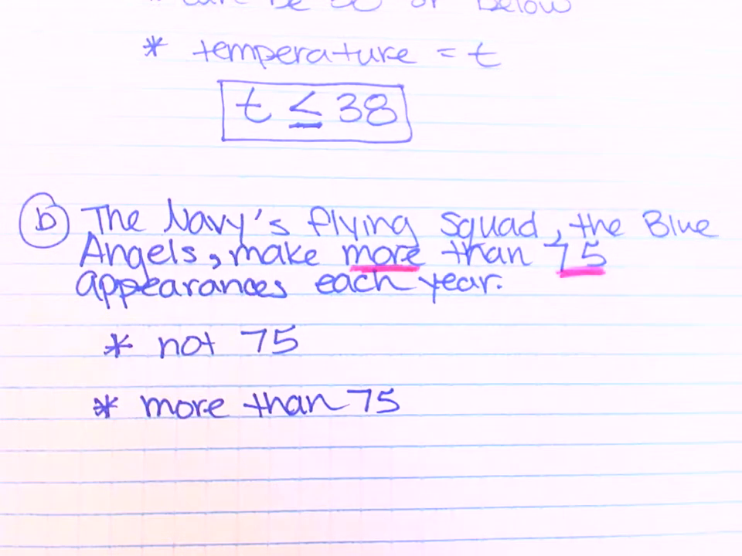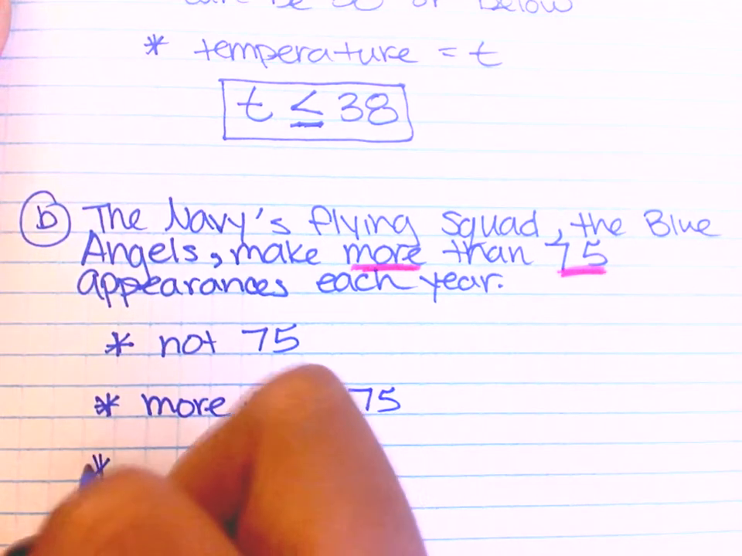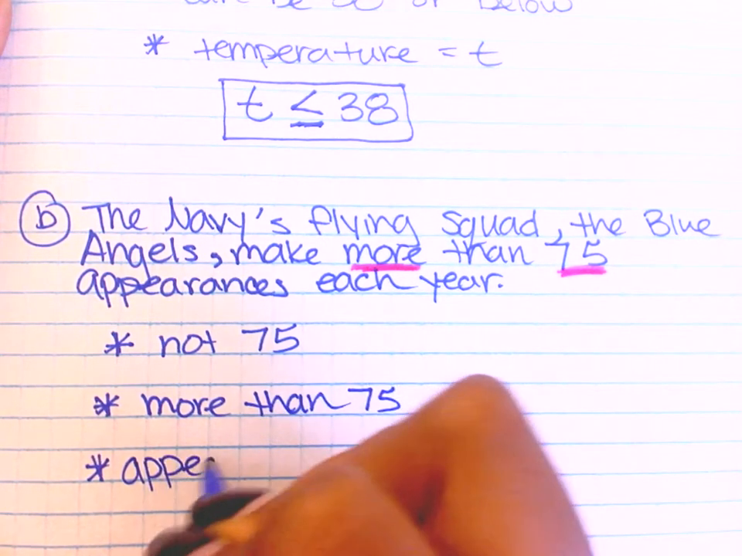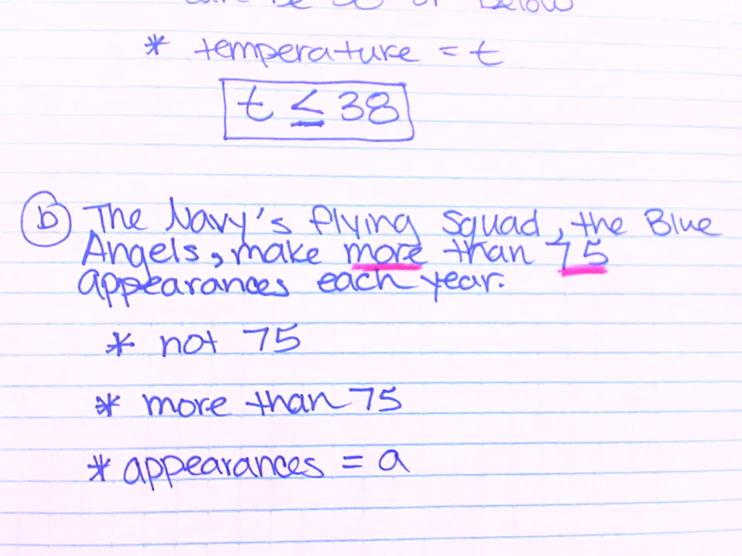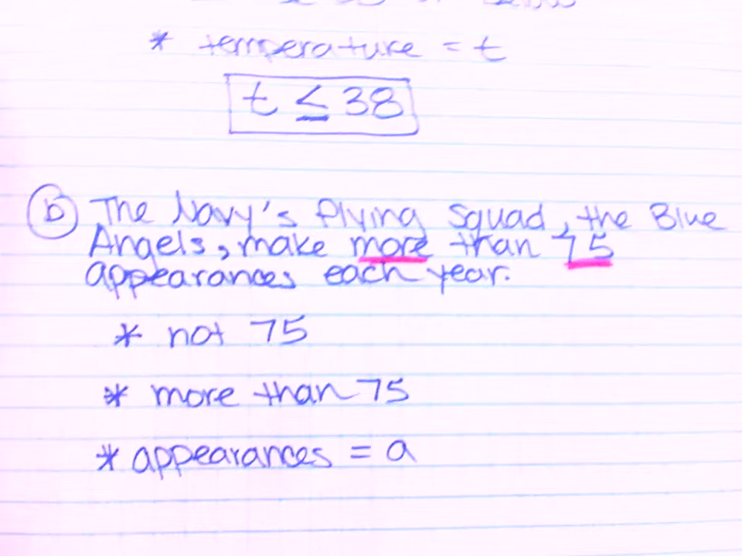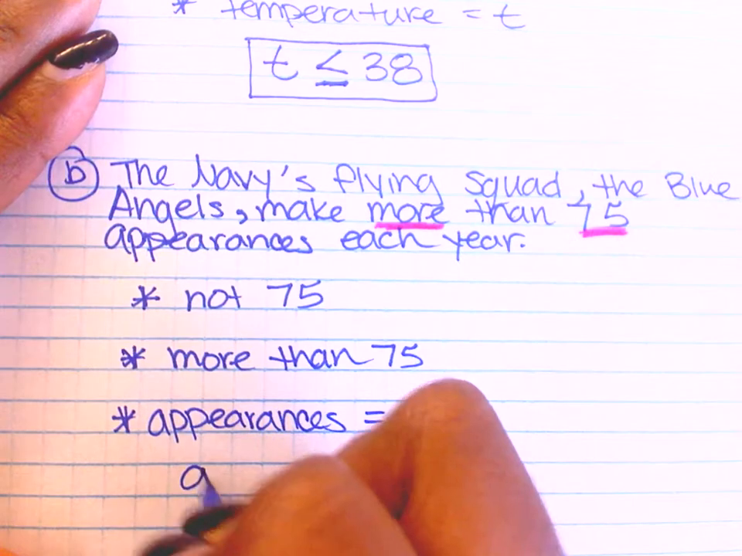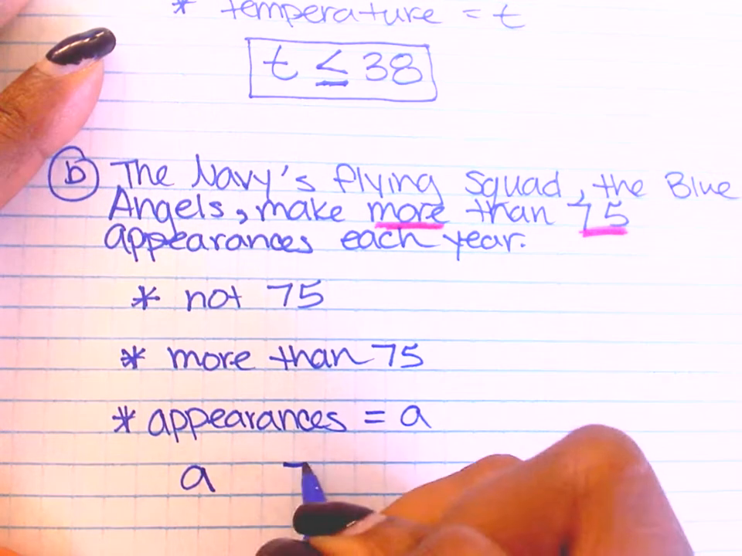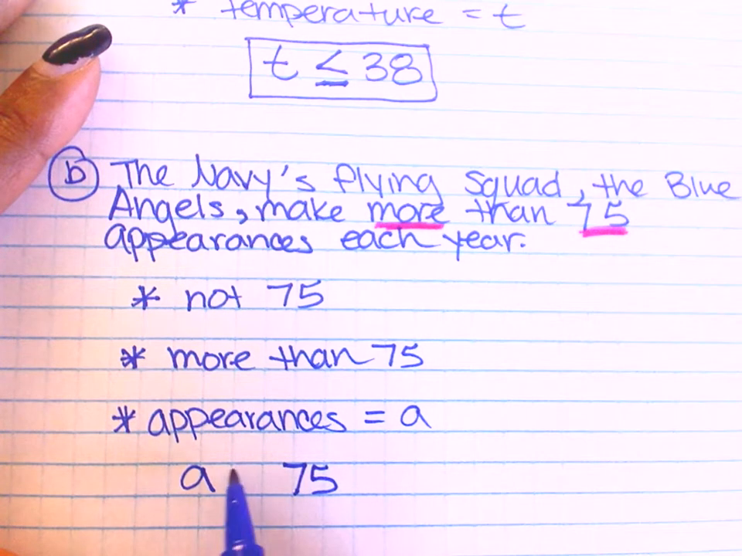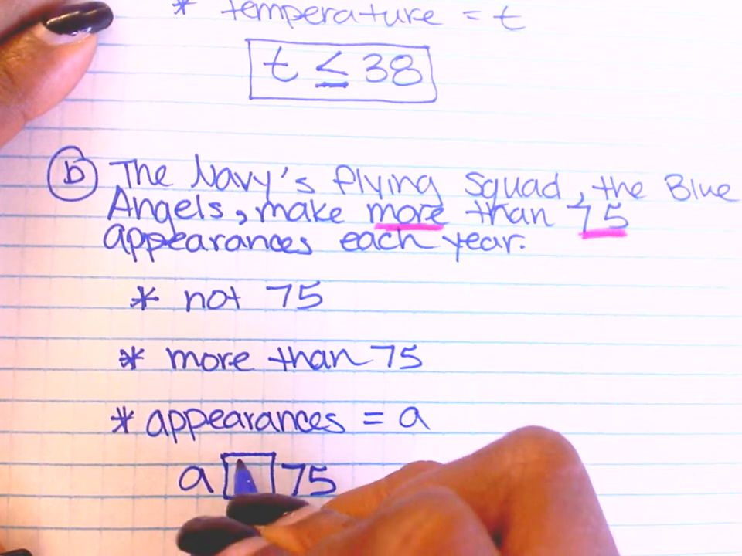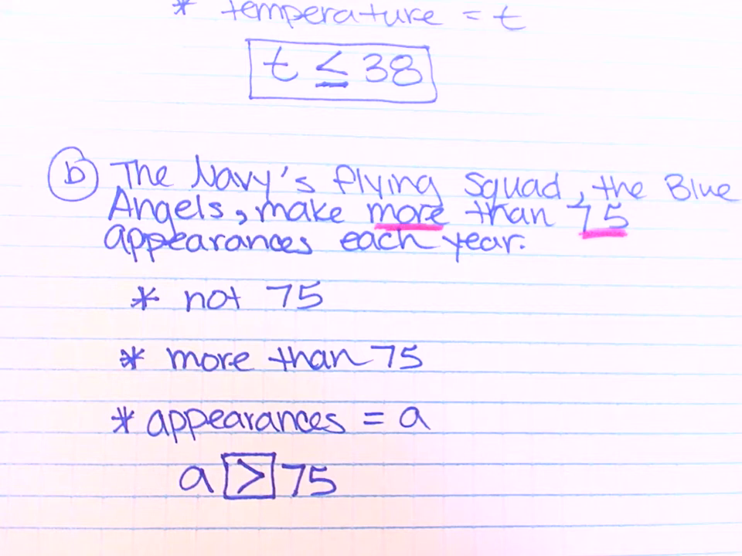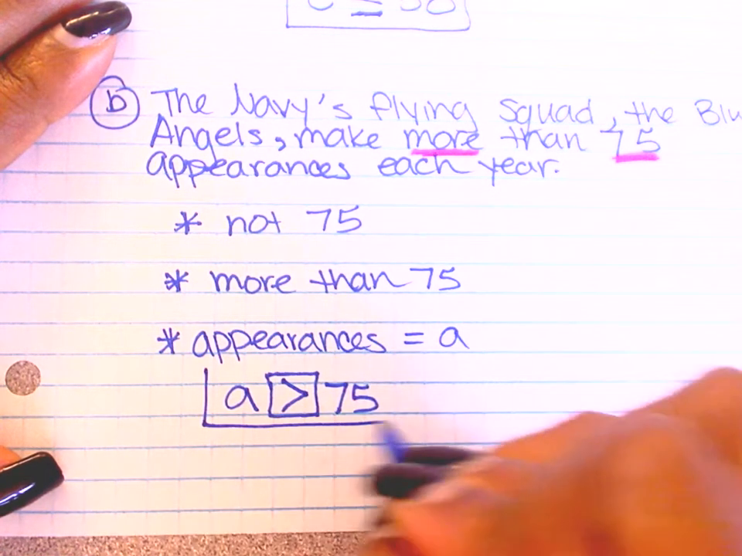So let's see, I need to figure out appearances. What am I going to choose for my variable? I'm going to say appearances will be the letter A. Why not? A for appearances. So A is my variable. 75 is my number. I just need to find out what goes in between here, right? So it says more than. I know that means greater than. There's no at. It can't be 75. So my answer is A is greater than 75.